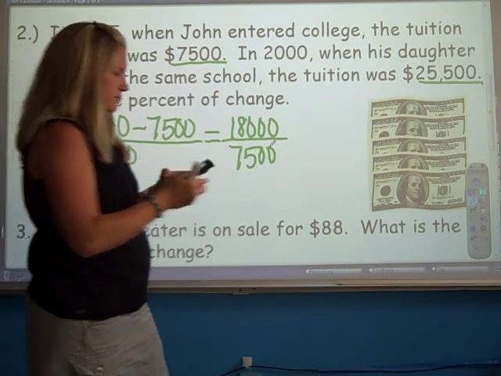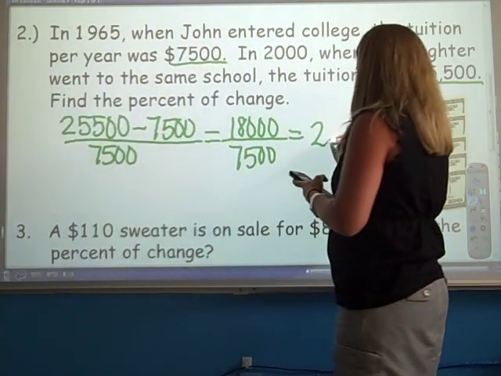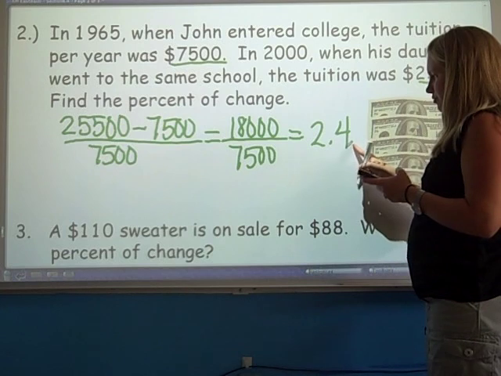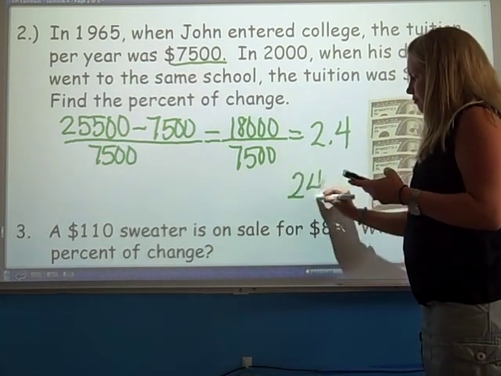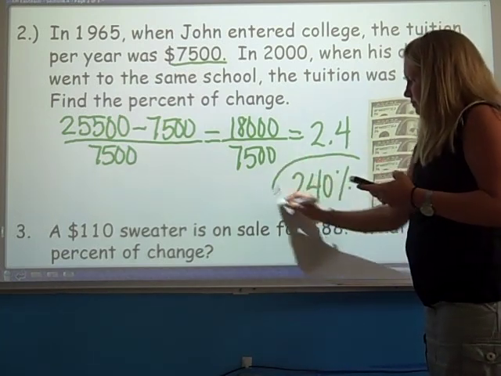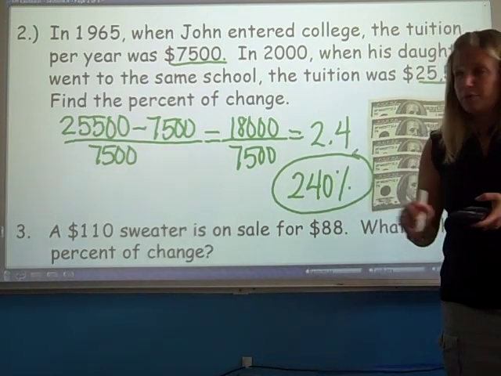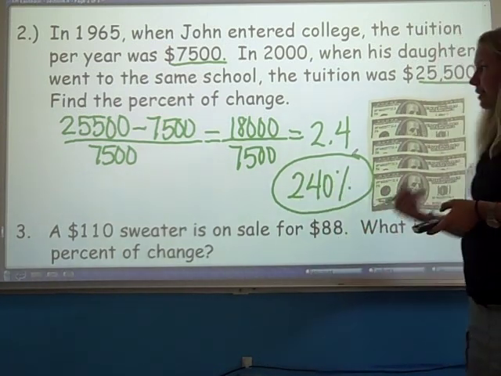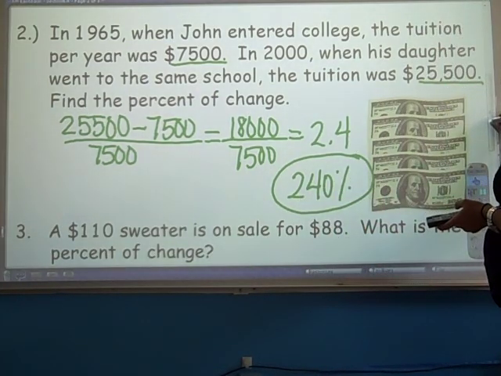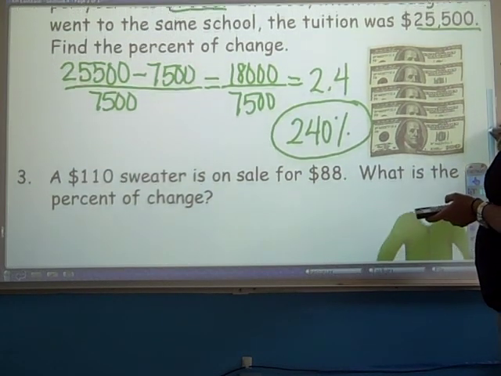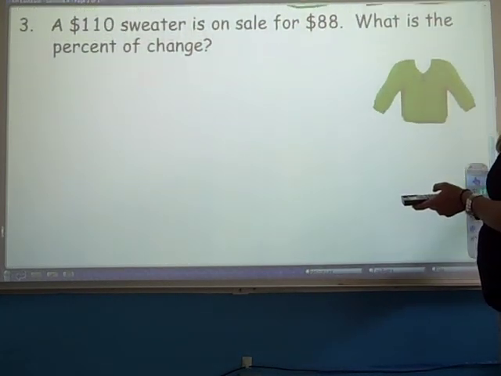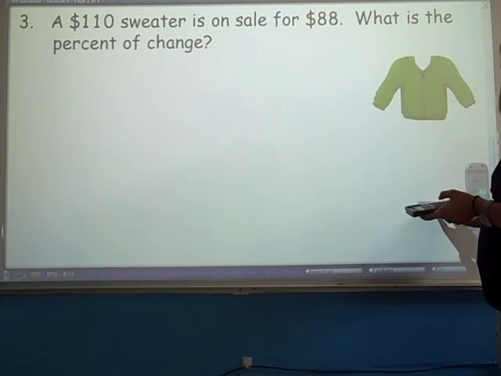Make it a decimal. 2.4. Make that a percent, move it over 2. You get 240%. Okay, so it increased by 240%.